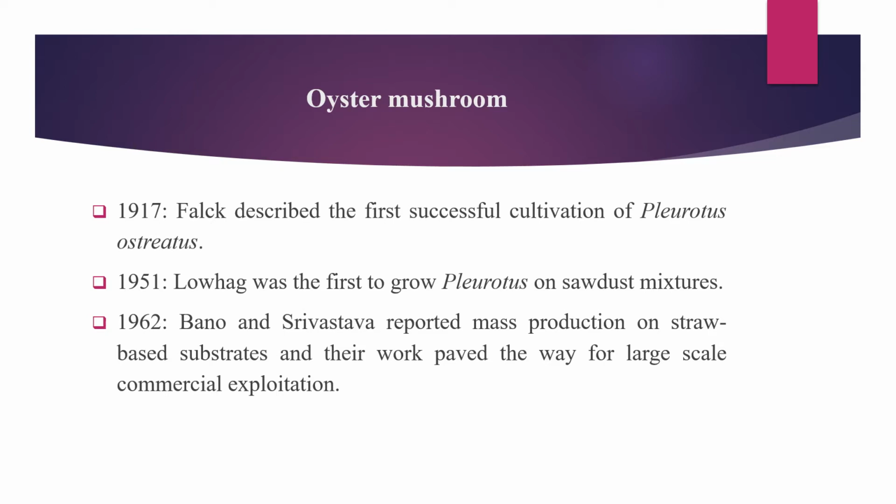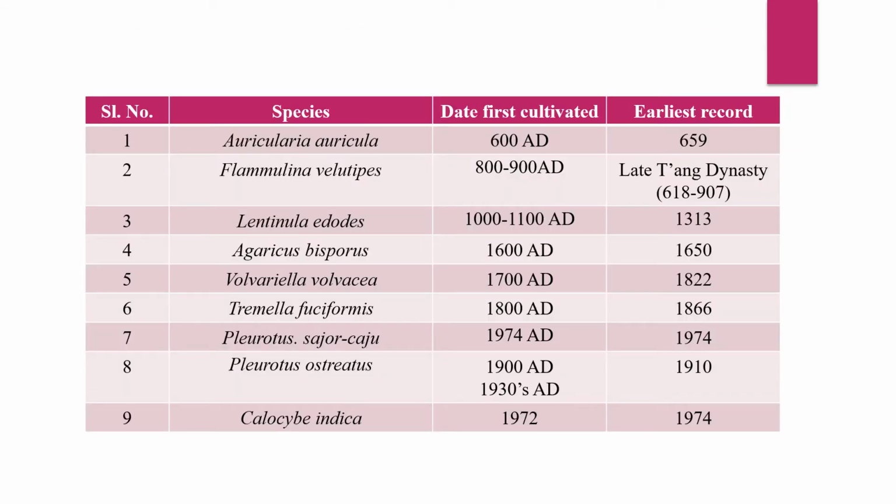Oyster mushroom cultivation. In 1917, Falck described the first successful cultivation of Pleurotus ostreatus. In 1951, Loewe was the first to grow Pleurotus on sawdust mixture. In 1962, Bano and Srivastava reported mass production on straw-based substrates, and their work paved the way for large-scale commercial exploitation. This is the table of historical record of edible mushroom cultivation. These are the varieties of species which were collected during the earliest period.